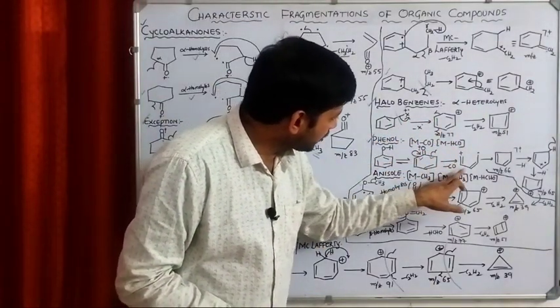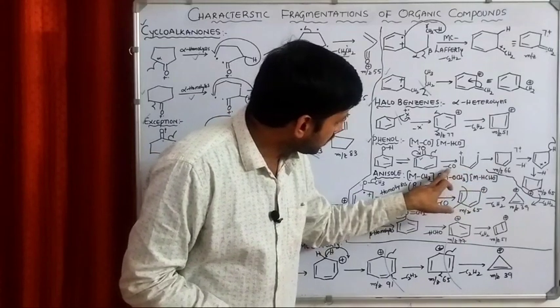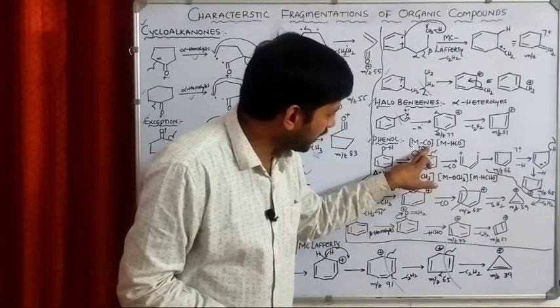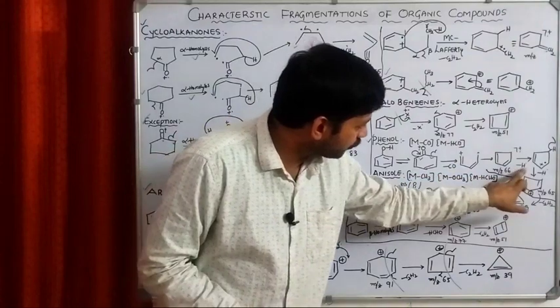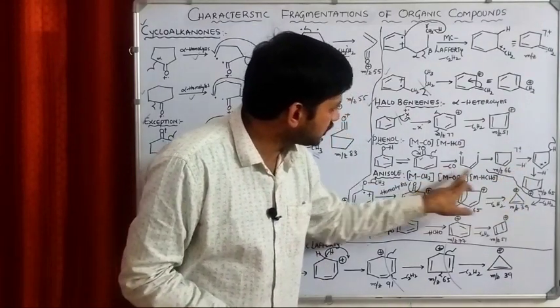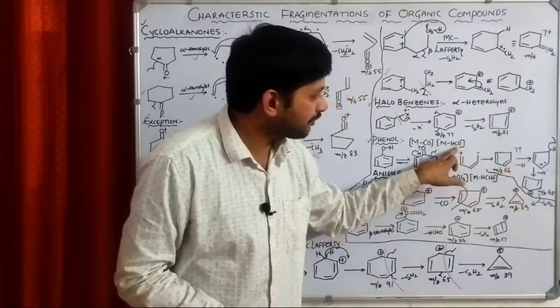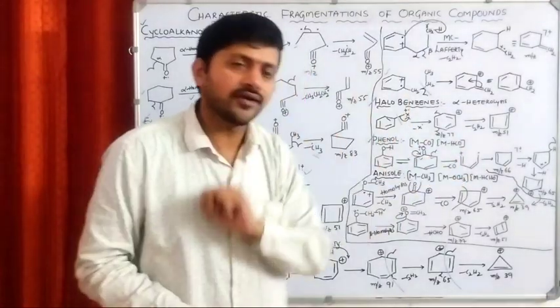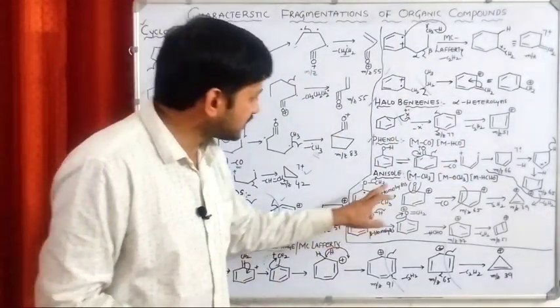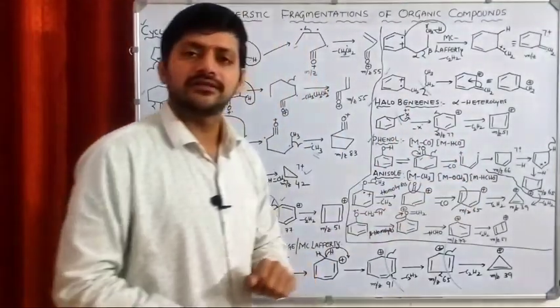See. This ion is what? Elimination of CO, that is M minus CO. After that we have removed what? A hydrogen radical. So CO and H, M minus HCO or not. So we have 2 peaks. Similarly here we are having 3 peaks.